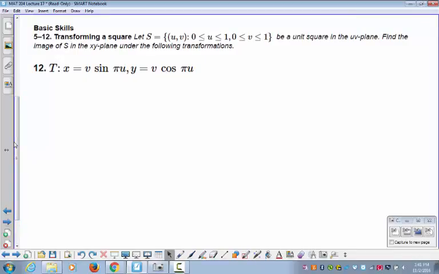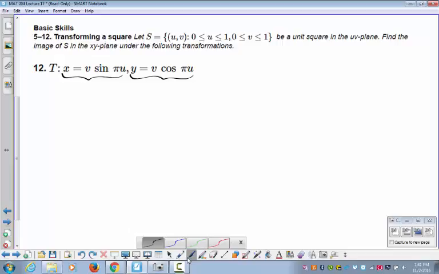Okay, so here are the transformations. And we've got to get to this point where we have x and y written in terms of u and v, because that's how we find our Jacobian. The Jacobian was x sub u, x sub v in the top row, y sub u, y sub v in the bottom row. So we have to have our transformation equations solved for x and solved for y. All right, so let's try to do this one then.